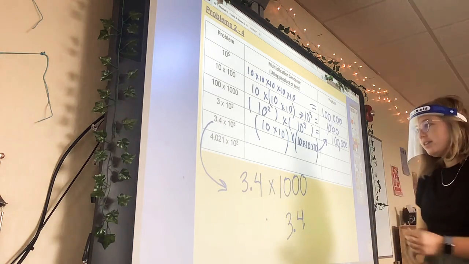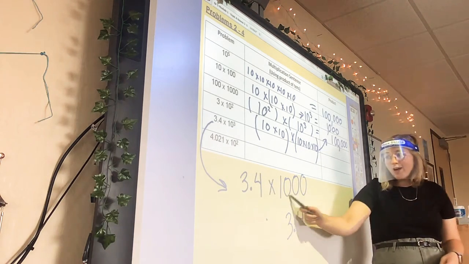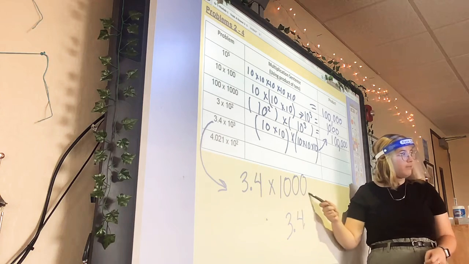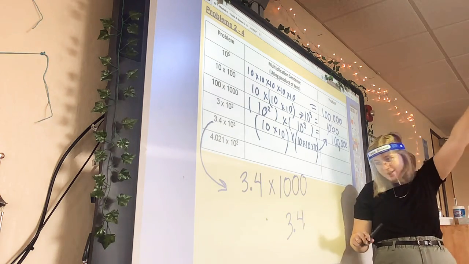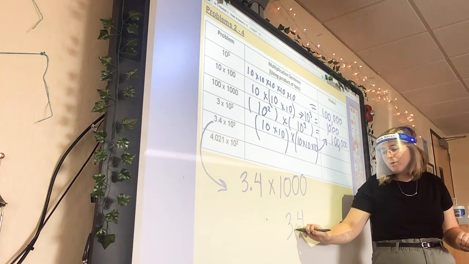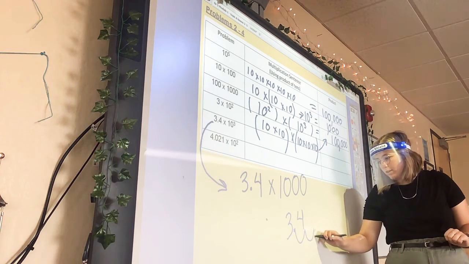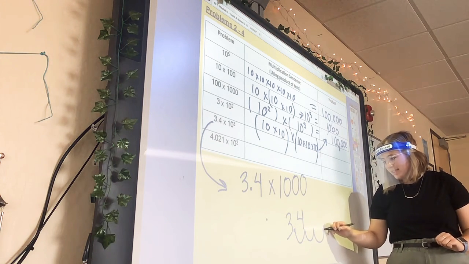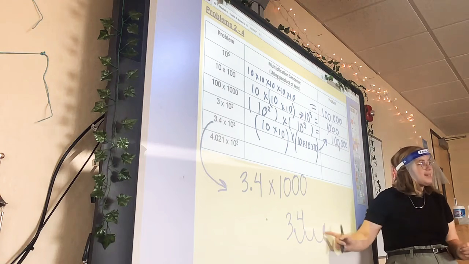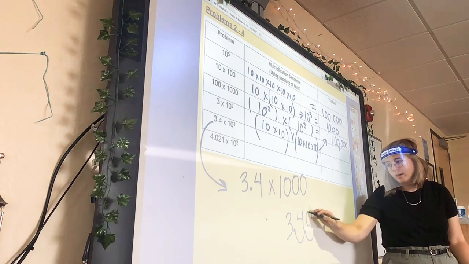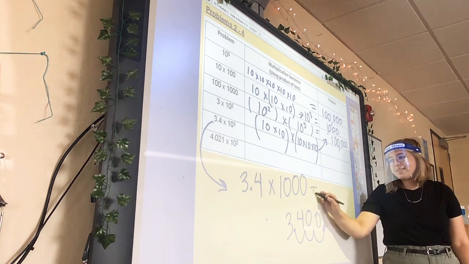Good. Okay. So the decimal is going to go to the right. How many times? How many zeros do I have? 3. Awesome, Oliver. Love it. Love the 3. That's great. Okay. So it's going to move 3 times. So 1, 2, 3. There's my decimal. What do I fill the empty spaces with? 0. 0. 0. So my answer to that is what?